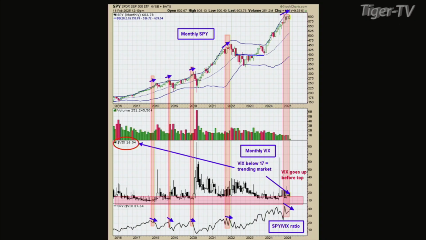And so what that means is the VIX is starting to rise. And normally the VIX starts to rise before the market actually tops out. And so I'm thinking we got a bearish sign on the monthly charts. The weekly charts, not so much yet. So we'll see how that plays out.